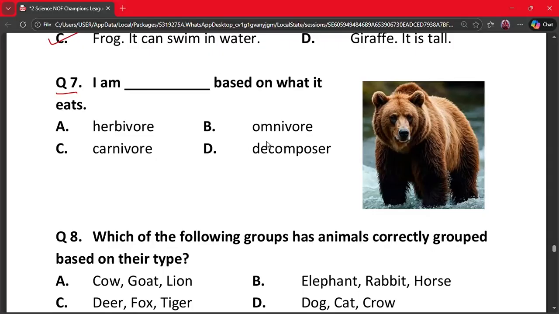Question number 7. I am dash based on what it eats. A. Herbivore. B. Omnivore. C. Carnivore. And D. Decomposer. So let's have a look at the image. It is an image of a bear. And as we all know, a bear is omnivorous. So the correct answer is option B. I am an omnivore based on what I eat.